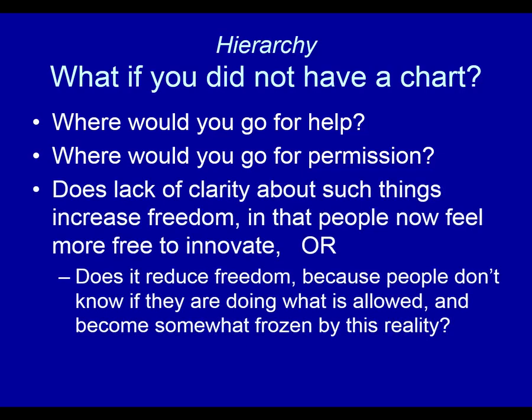Does lack of clarity about such things as this increase your freedom, or does it actually reduce your freedom because people don't know if they're doing what is allowed and become somewhat frozen by this reality? One can argue that situation both ways. Clarity sometimes gives freedom, sometimes clarity restricts freedom.